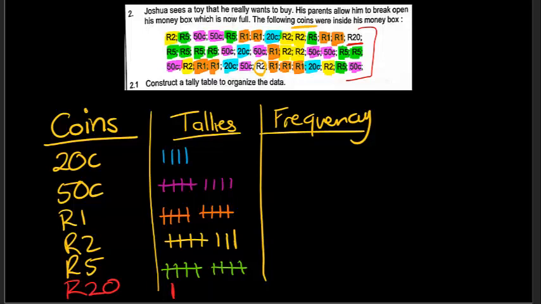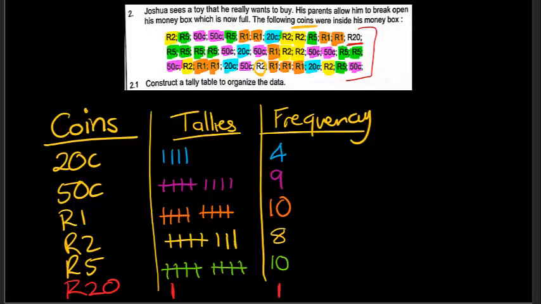So now I'm going to count the frequency. My 20 cents, I've got 4. My 50 cents, I've got 9. My 1 rands, I've got 10 because I've got 2 groups of 5, easy to see. 2 rands, I've got 8. 5 rands, I've got 10. And 20 rand, I've got 1. So this is my frequency table in order to see exactly how much of each we have.